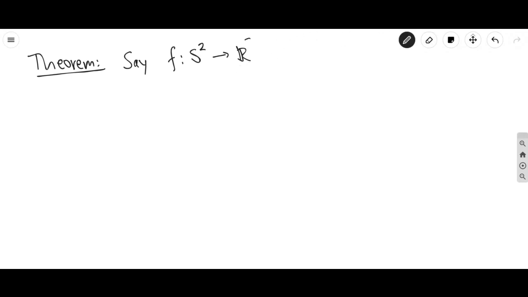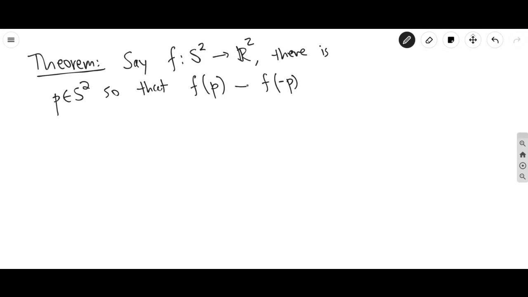So we have a map from S2 to R2. Of course, a continuous map, we're not even going to bother to say that. There is a point on S2 so that f of p and f of negative p are equal to each other. And now let's give a proof of this.